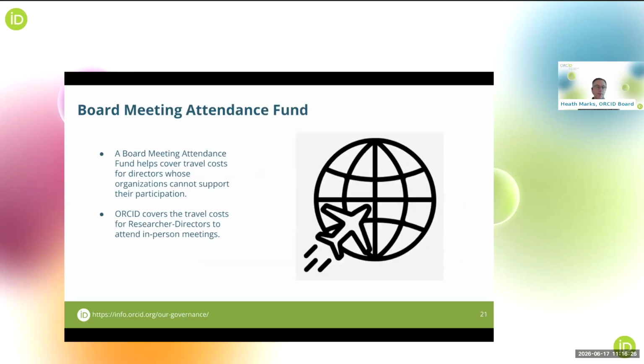So as I mentioned earlier, there are 2 meetings held at various locations around the world. And to support directors, those directors that do need some financial assistance, there is an attendance fund, which helps cover the travel costs associated with that.